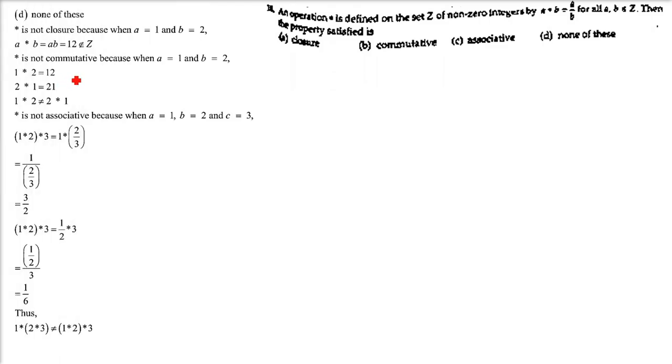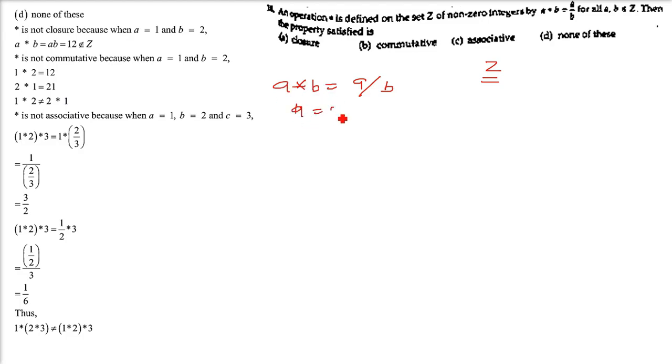An operation star is defined on the set Z of non-zero integers by a star b equals a by b, for all a and b belonging to Z. Then the property satisfied is... So we will be taking Z. You can take an example, but we have to check for closure also. When we operate, the result should belong to Z. That is, a and b are integers, so a by b should also be an integer. Just take any random a and b from integers and see whether the result comes in Z or not.